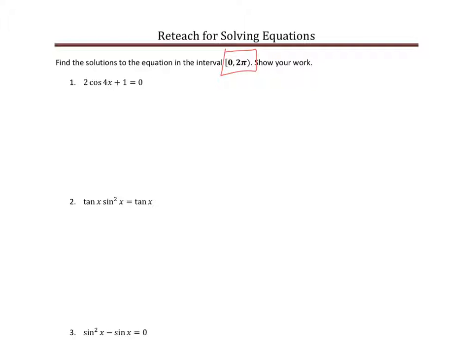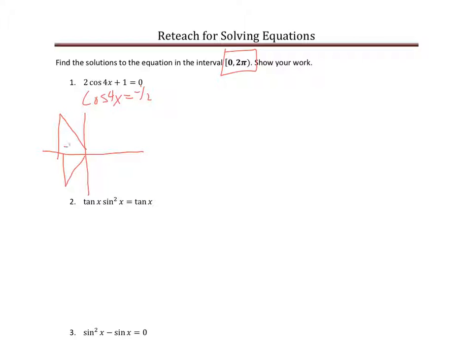First thing I have to do is get my cosine by itself. So I have cosine 4x is equal to negative 1/2. I'm going to draw my picture. All sad turtles.